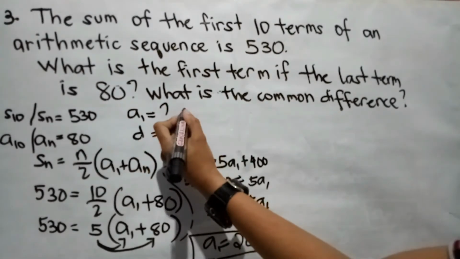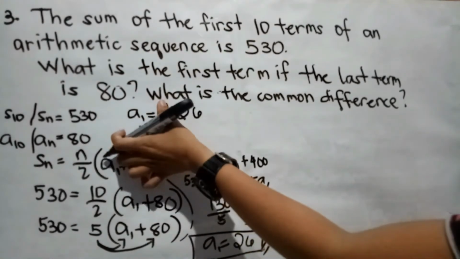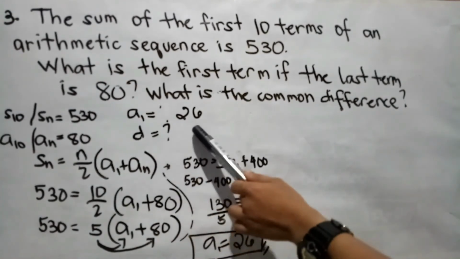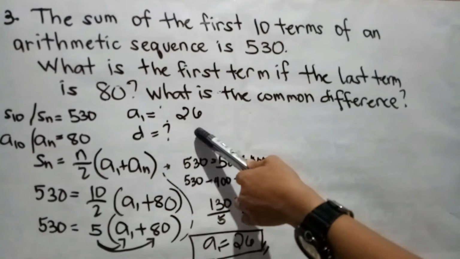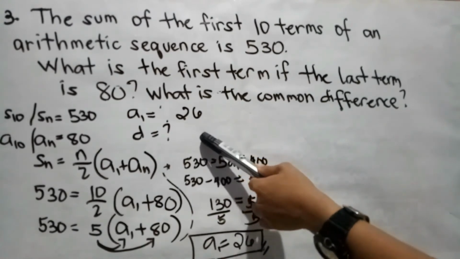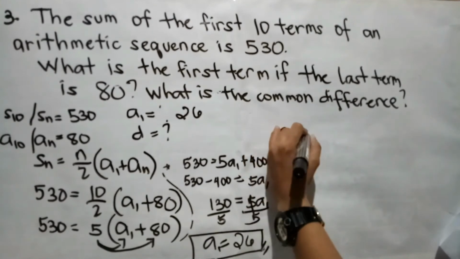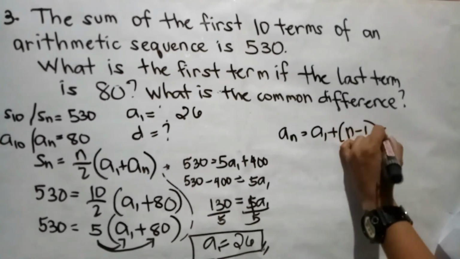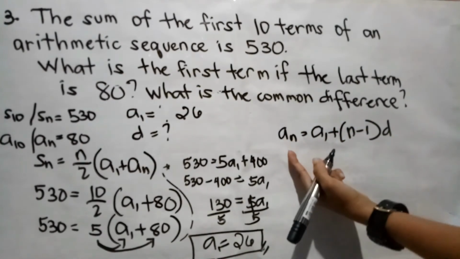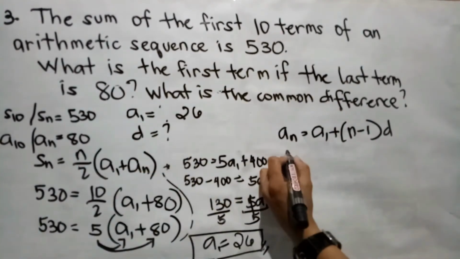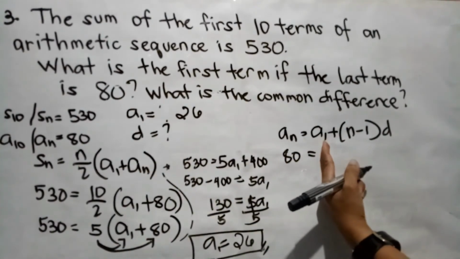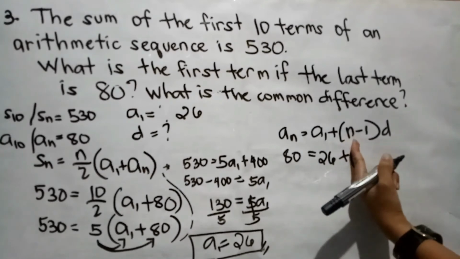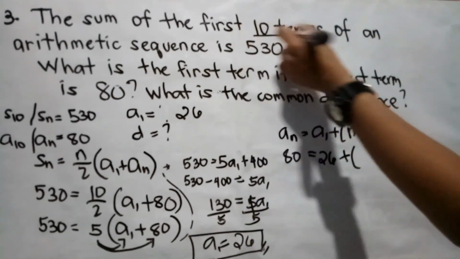So let's write A sub 1 is equal to 26. Now, the common difference is still unknown. So in finding the common difference, let's use the formula in the arithmetic sequence, which is A sub n is equal to A sub 1 plus n minus 1 multiplied by the common difference. So what is the value of A sub n? It is 80. Then equals A sub 1, and your A sub 1 is 26. Then plus n, how many terms? So we have 10 terms.